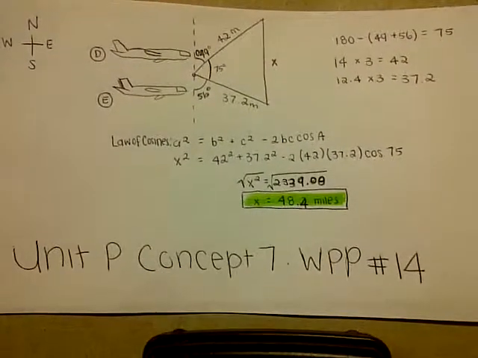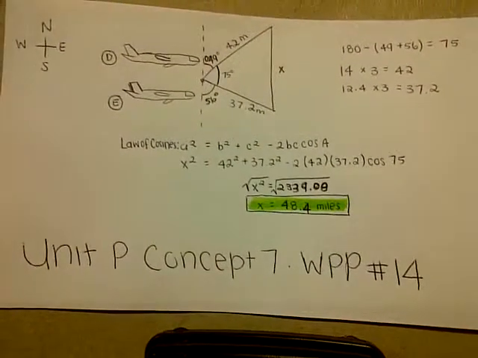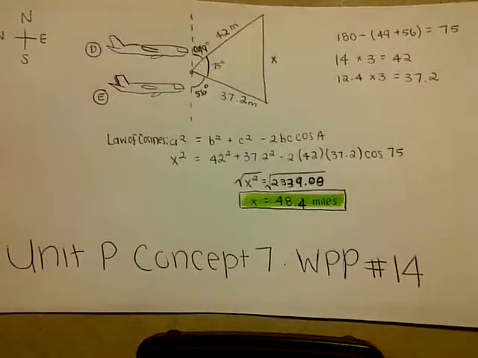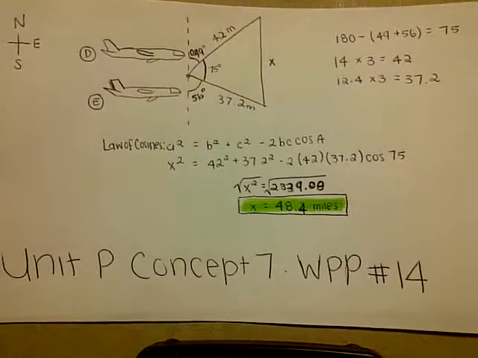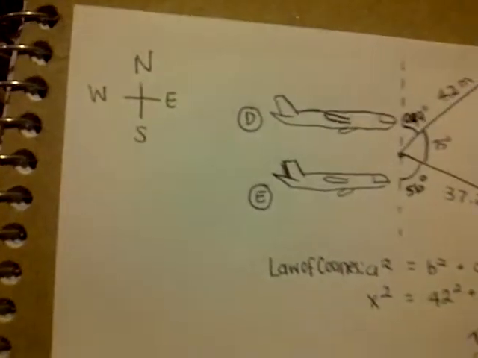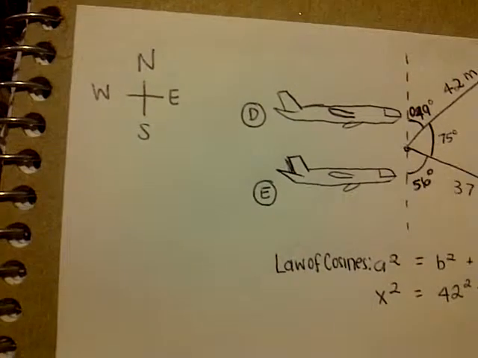Hi, this is WPP number 14, Unit P, Concept 7. It's about applying law of cosines to a word problem. Before we actually get started on the problem, we should be able to know the directions of north, east, south, and west.